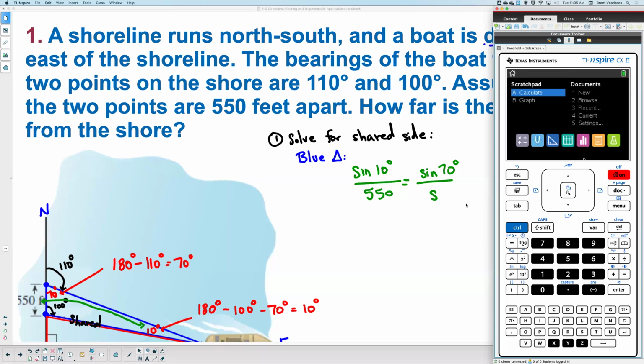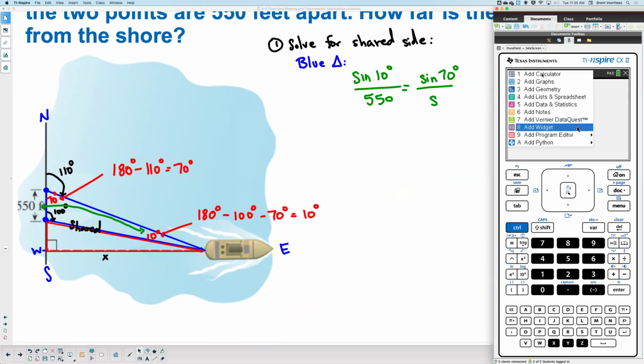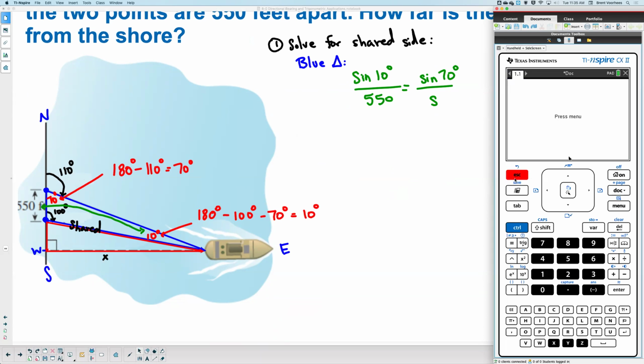All right, so I'm going to go new document. I don't want to save. And add a calculator. We're going to do menu 3-1. There we go. Solve. Fraction, sine 10 degrees. Where's the degree button again?